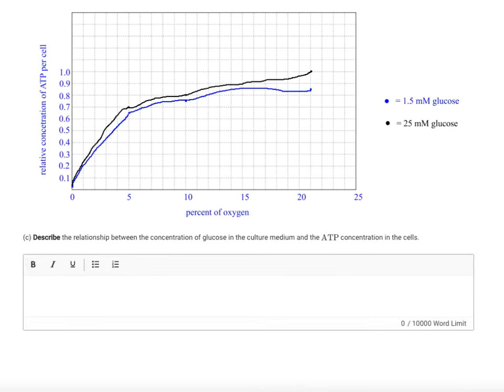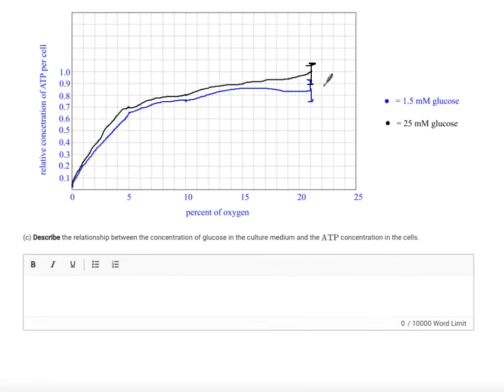Let's look at part C. So describe the relationship between the concentration of glucose in the culture medium and the ATP concentration in the cells. I mean, it doesn't look like it made a whole lot of difference just eyeballing it. Really, if I was going to write a question like this, I would, without a doubt, throw in some standard error. Just because eyeballing it is kind of insufficient to really get a good answer.